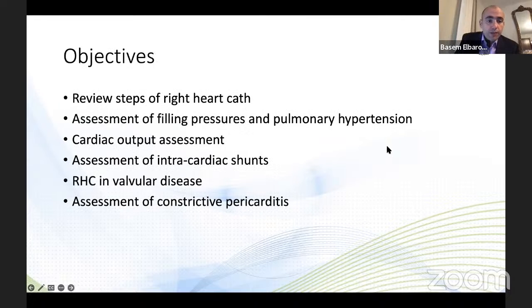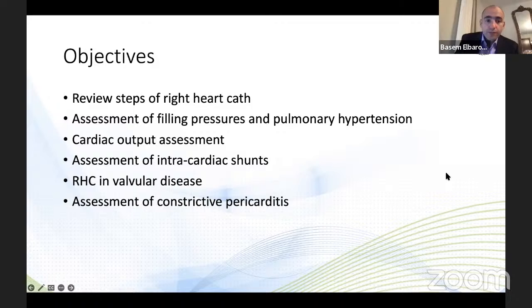So the objectives of the talk: I'm going to review the steps of a right heart cath, assessment of filling pressures and pulmonary hypertension, and how we measure the cardiac output. Then, depending on the time, we'll talk about the assessment of intracardiac shunts, the use of right heart caths in valvular disease, and the assessment of constrictive pericarditis, which are important topics.